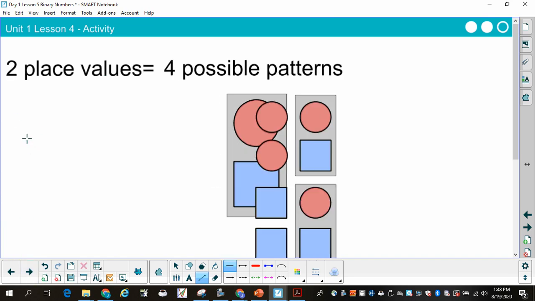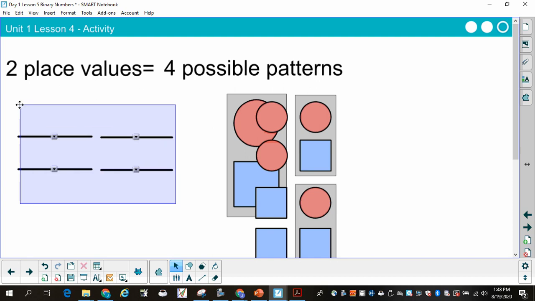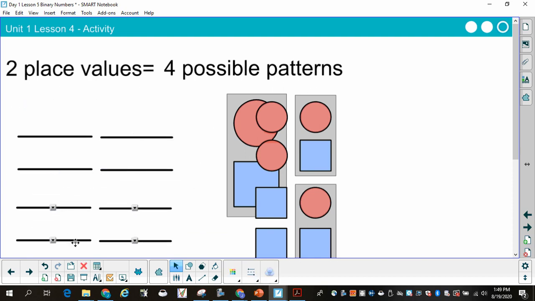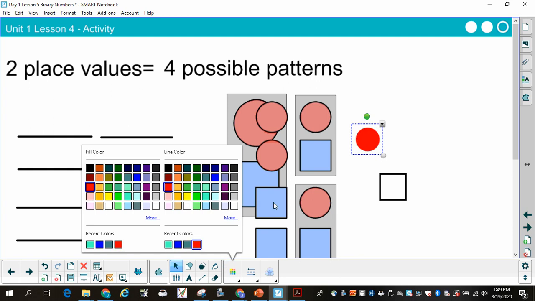On the other hand, when I have 2 place values, I'll give myself 1 and 2, and I'm going to give myself a little bit of space here. Okay, now all of a sudden I have a lot more options. Let's see what options I have. I'm going to make myself a circle. I wanted a square. Okay, and I'm going to get rid of the big one. Delete. I'll just fix this up for you so that it's a little bit easier for you to follow along with.